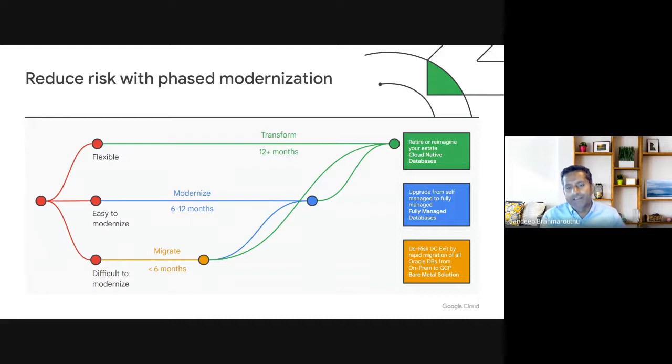When we rationalize and assess these workloads, and categorize them into hard or difficult to modernize, easy to modernize, or workloads that are much more flexible, there are different paths our customers can take based on that assessment. For example, if there are certain workloads that are very difficult to modernize, there are lots of options for our customers to migrate those workloads and still benefit from the infrastructure that Google has to offer.